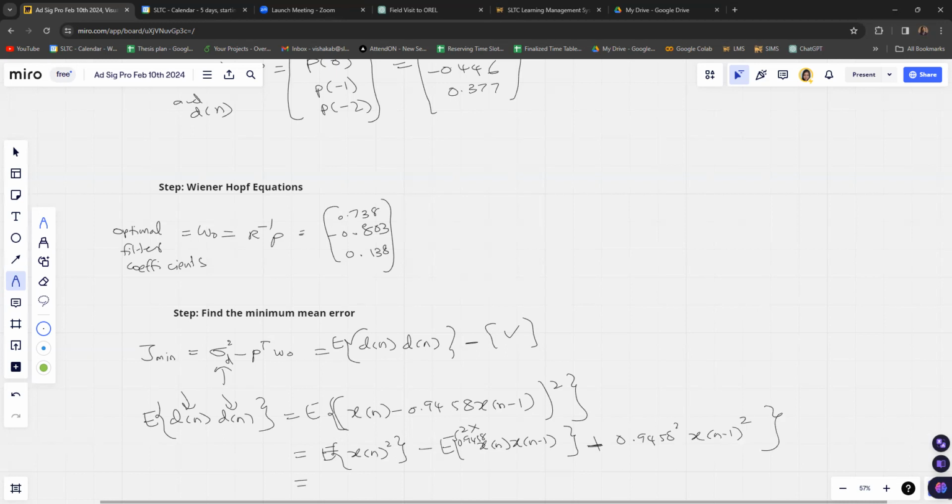So this one we can find in here. This is rxx0 minus this one will be 2 into 0.9458 rxx1 plus this one 0.9458 squared, this one is rxx again 0, because we are taking the multiplication with the same time sample. By solving this, you can find the value of this sigma square d.